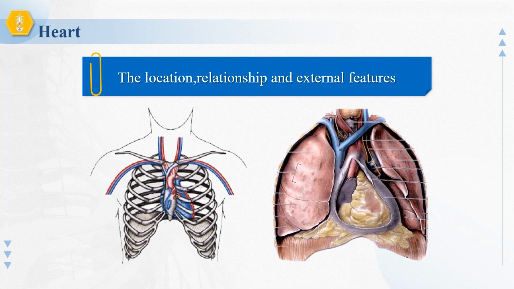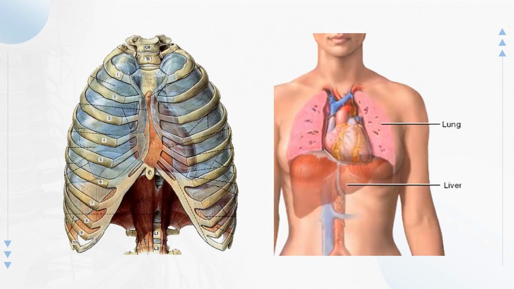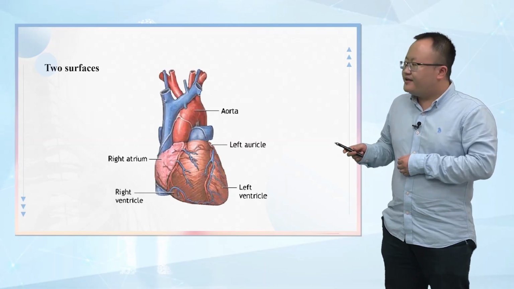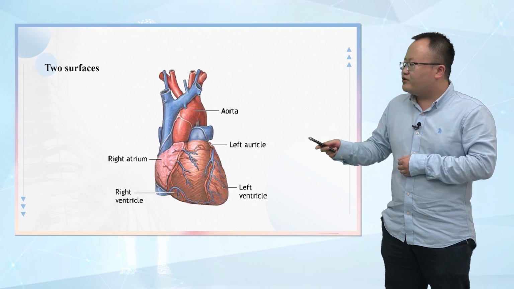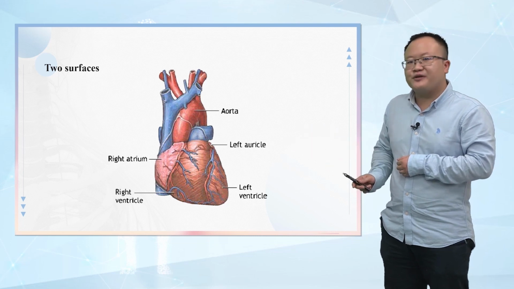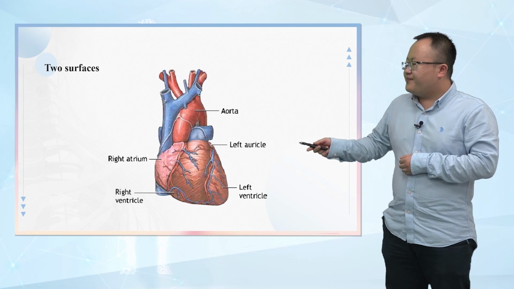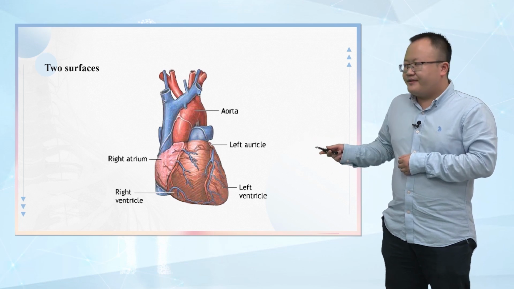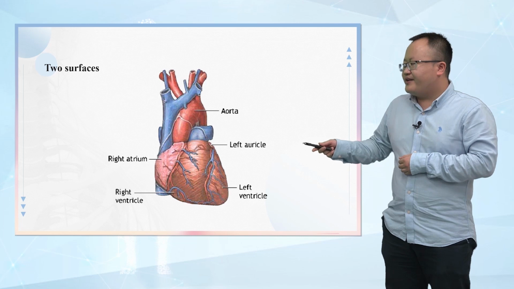The heart. The heart is located in the mediastinum. It's surrounded by the lungs. Here we demonstrate the heart, the lung, and the liver. There are two surfaces. The sternocostal surface is mainly formed by the right atrium and the right ventricle, and the diaphragmatic surface is just above the diaphragm.